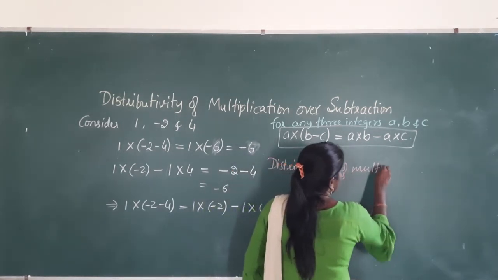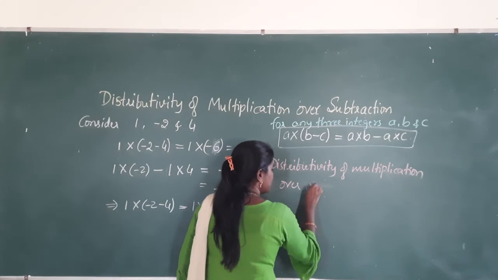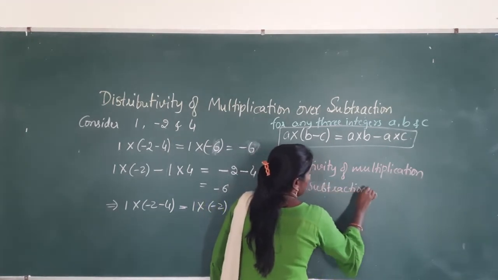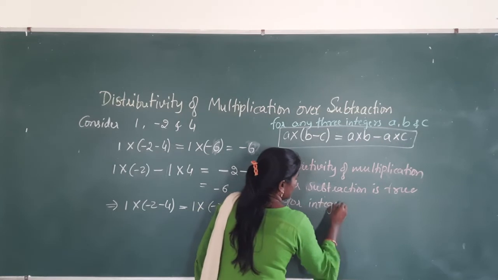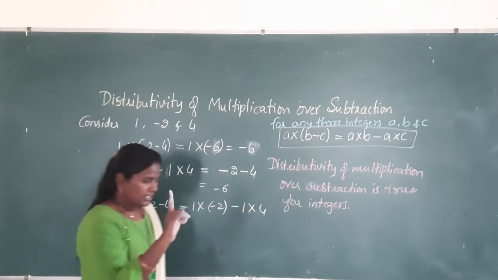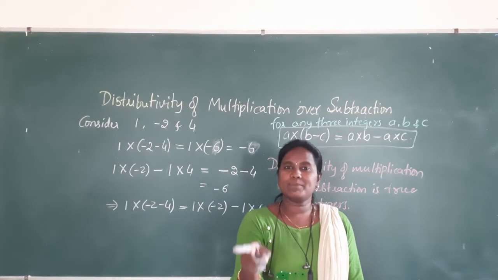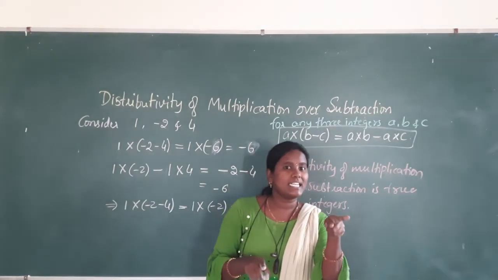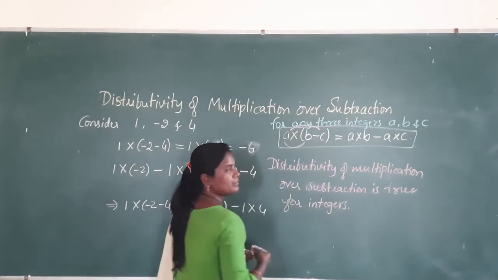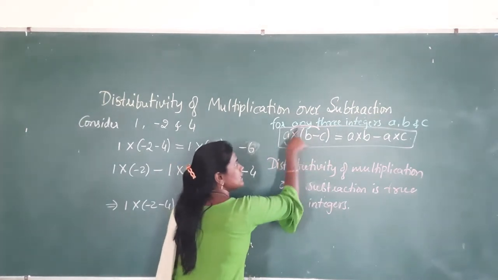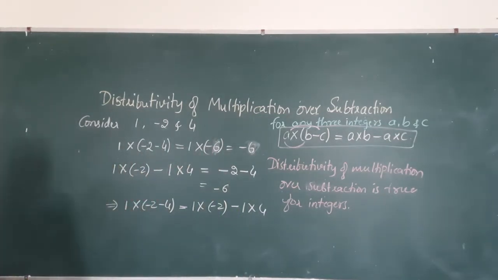Distributivity of multiplication over subtraction is true for integers. It's clear. So A into B plus C is equals to A into B plus A into C, and A into B minus C is equals to A into B minus A into C. If it is plus, A into B plus A into C. It's easy. Okay, so let me take one more example for this.